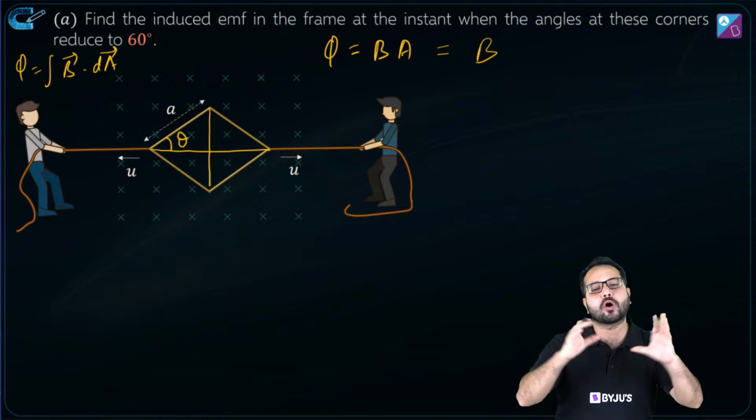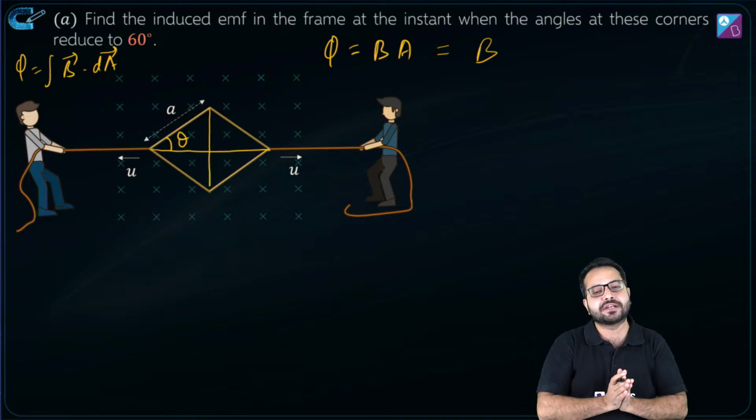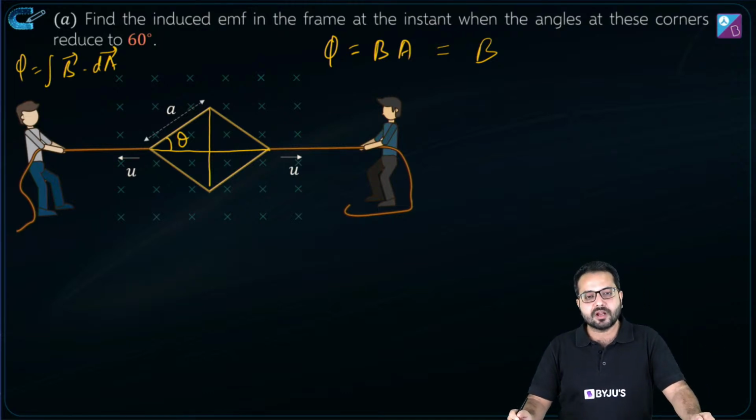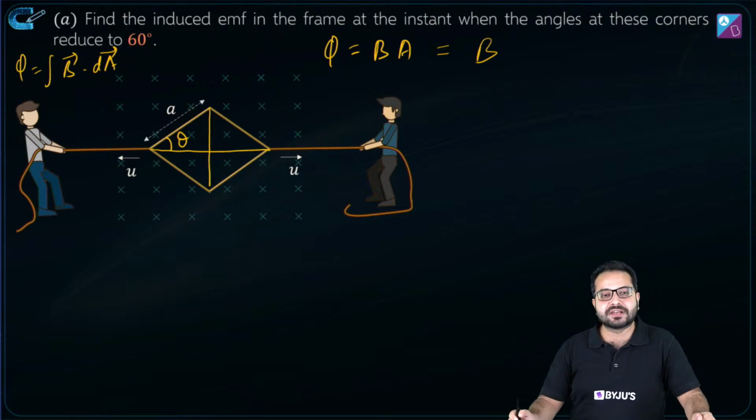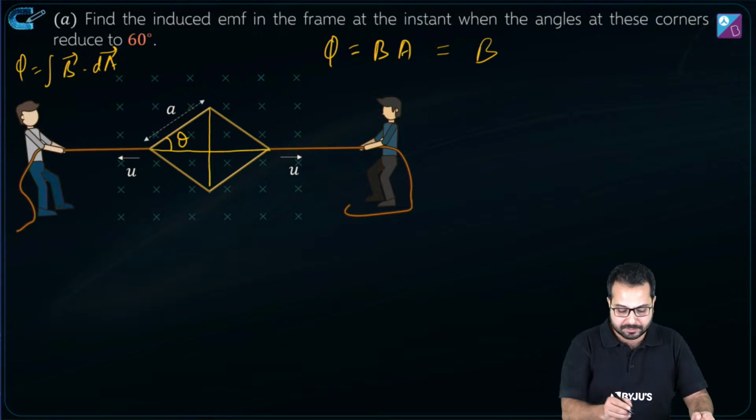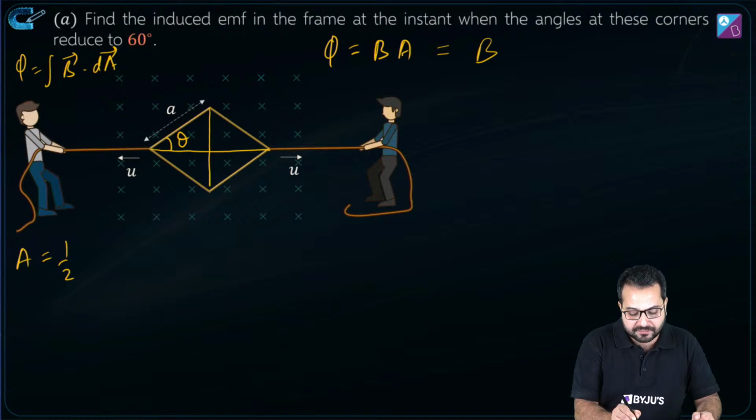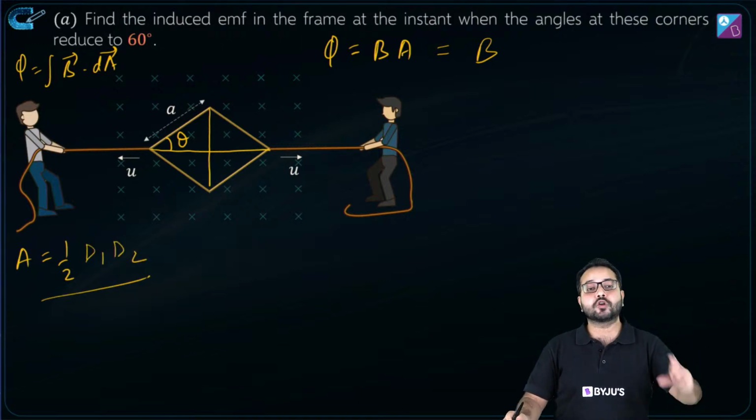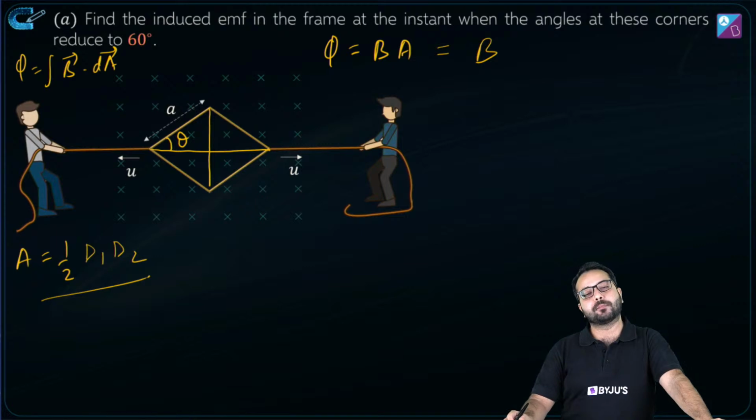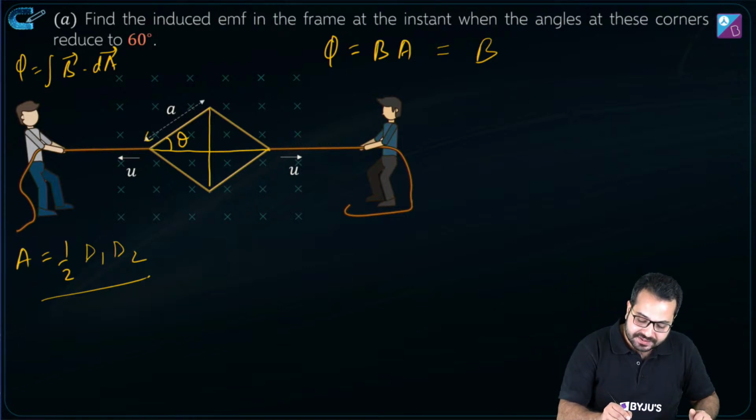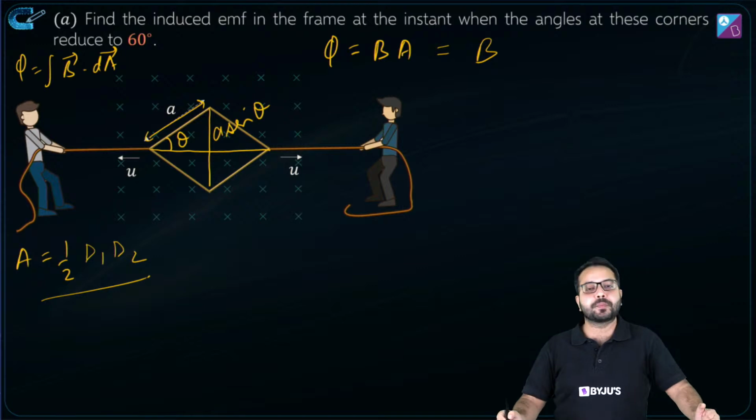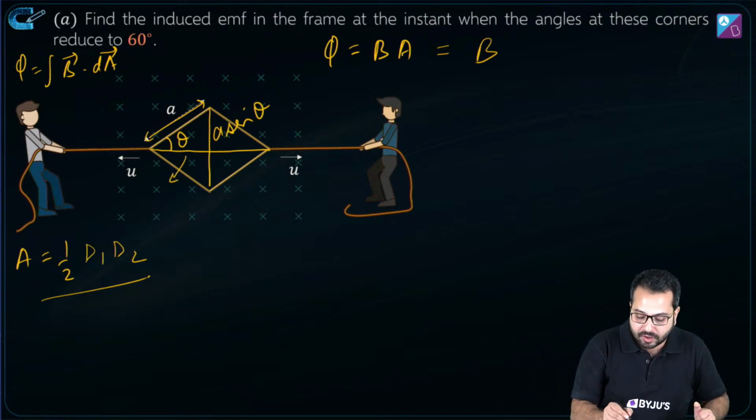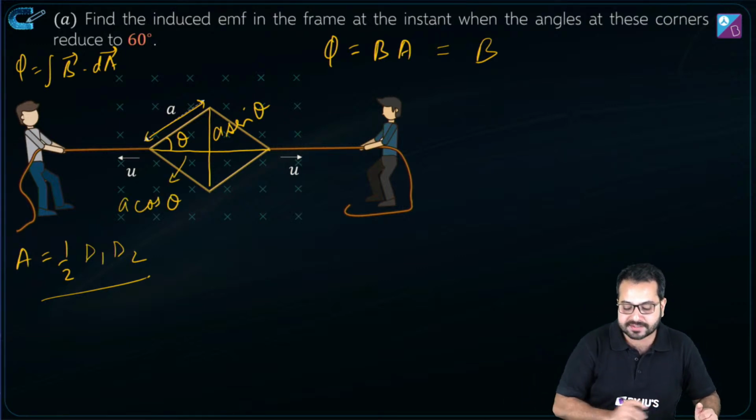So this has become a rhombus. Can anyone tell me what is the area of a rhombus? Let me write it over here: it is half d1 d2. Is that right, guys? And d1 and d2 are the two diagonals of the rhombus. Now if this side is A, then this vertical line is going to be A sine theta, and this horizontal line is going to be A cos theta.